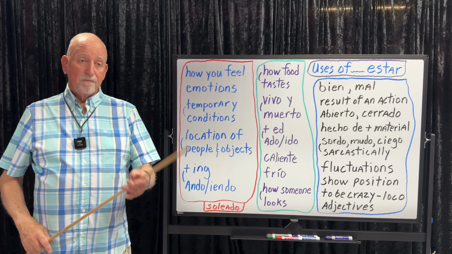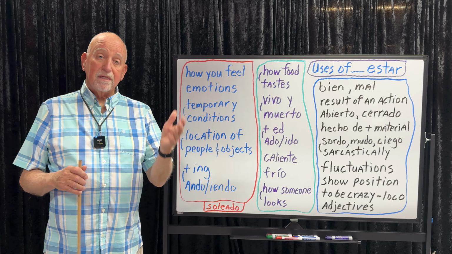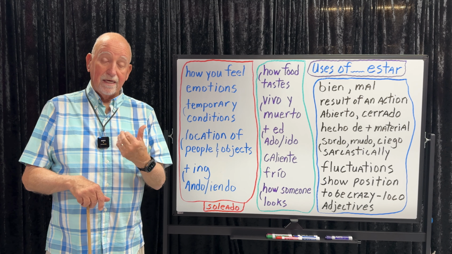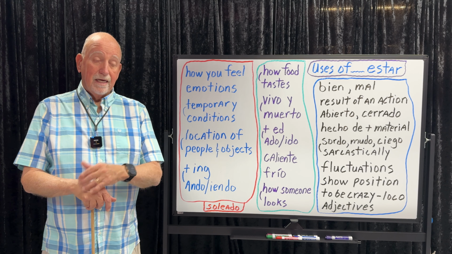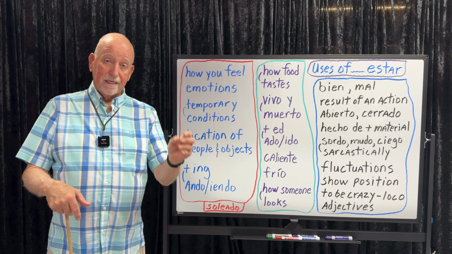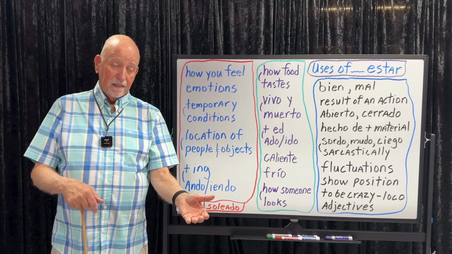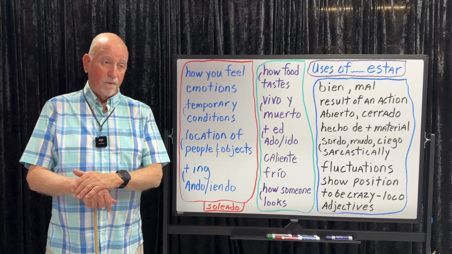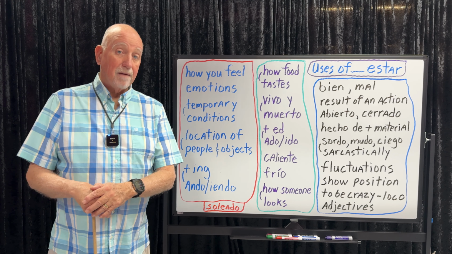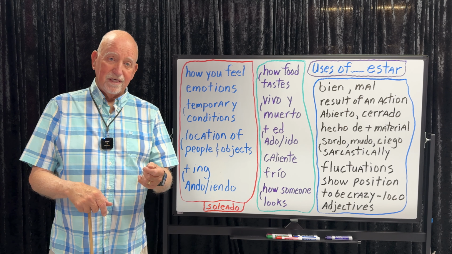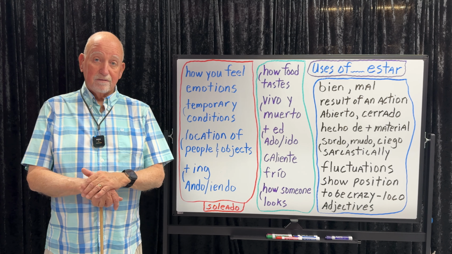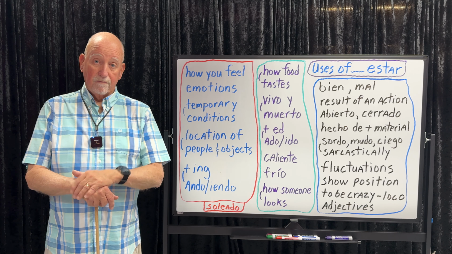Fluctuations, I love this one. You know how gas prices are typically very expensive now in our day and age. La gasolina es muy cara. Es muy cara. That's a characteristic. But if the gas prices drop significantly, like $1, $1.50, you'd say, wow, la gasolina está barata, to show a fluctuation. Está caro. It's expensive, showing that there's a fluctuation.